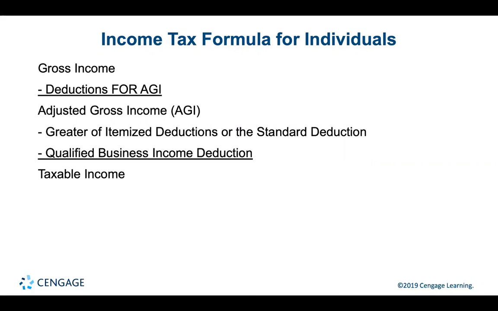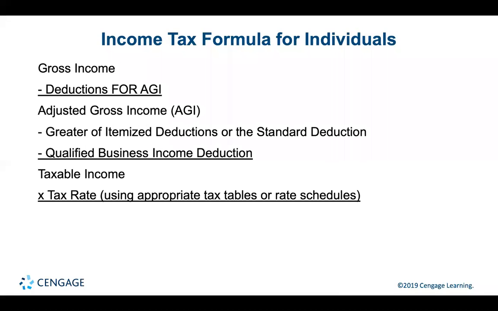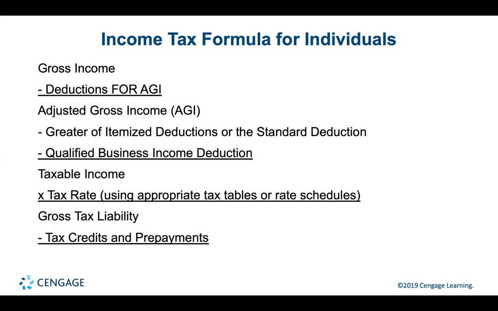This taxable income, along with the filing status, is what you use to figure the tax rate, using the appropriate tax tables or rate schedules. This calculation gives you gross tax liability. This tells you how much the taxpayer or taxpayers should have paid in taxes throughout the year. Subtract any tax credits and prepayments, including withholdings from paychecks, to arrive at whether the taxpayer has to pay taxes or is due a refund.